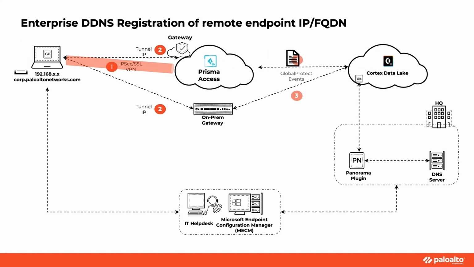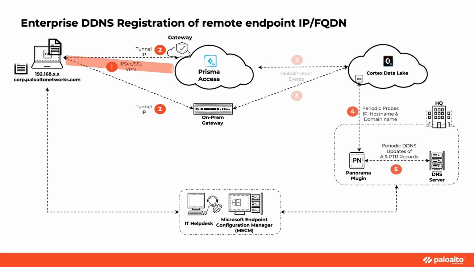Prisma Access Gateway generates the DDNS registration log, such as tunnel IP address, host name, and domain name of the endpoint connection, during events such as GlobalProtect login, logout, etc. Then, the logs are sent to Cortex Data Lake. These logs are also displayed on the Panorama.